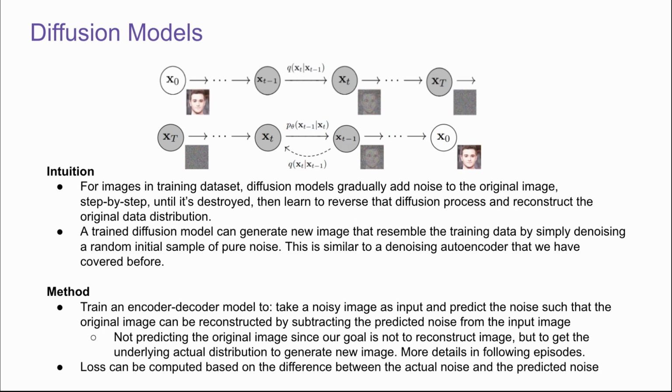This is a bit indirect, right? So why are we not predicting the original image? We're not predicting the original image since our goal is not to reconstruct image like autoencoder. Our goal is to get the underlying actual distribution to generate new image. So more details is in the following episodes. So for now, knowing this is enough. The loss can be computed based on the difference between the actual noise and the predicted noise.